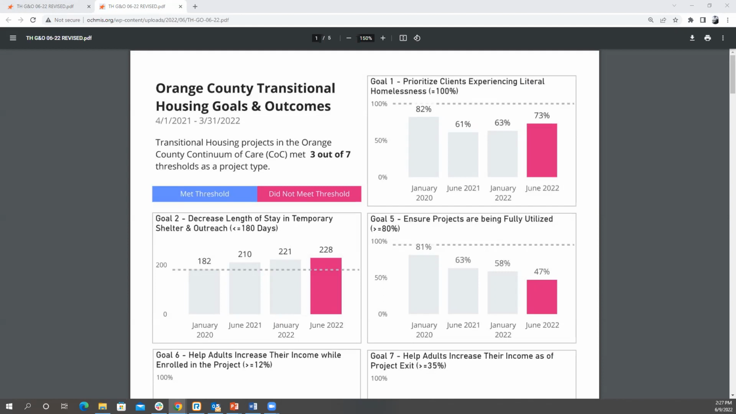Any other comments or questions on the transitional housing project performance reports before we wrap up? Or any questions about the racial inequity dashboard? All right, the next meeting is scheduled for July 14th.